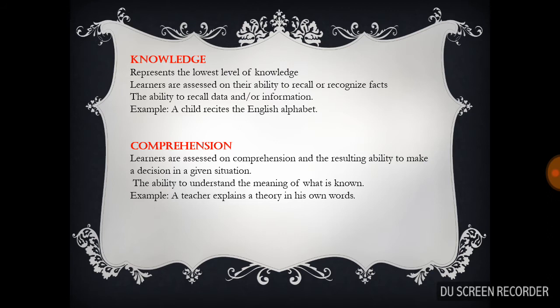The first level is knowledge. This one is basically the lowest level. In this level, the learners are assessed on their ability to recall or recognize the facts. This basically does not involve understanding of the facts or the knowledge that is provided to the students. Then comprehension. In this level, the learners are assessed on comprehension and the resulting ability to make a decision in a given situation. This basically involves understanding. The learner understands fully what knowledge is provided to him.